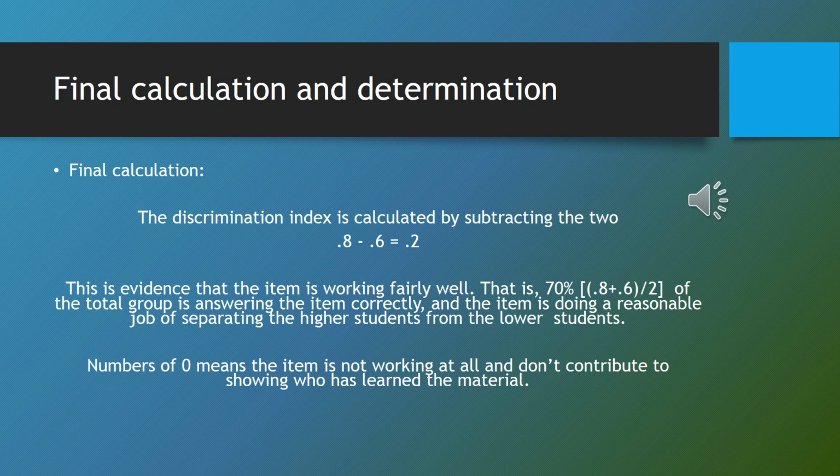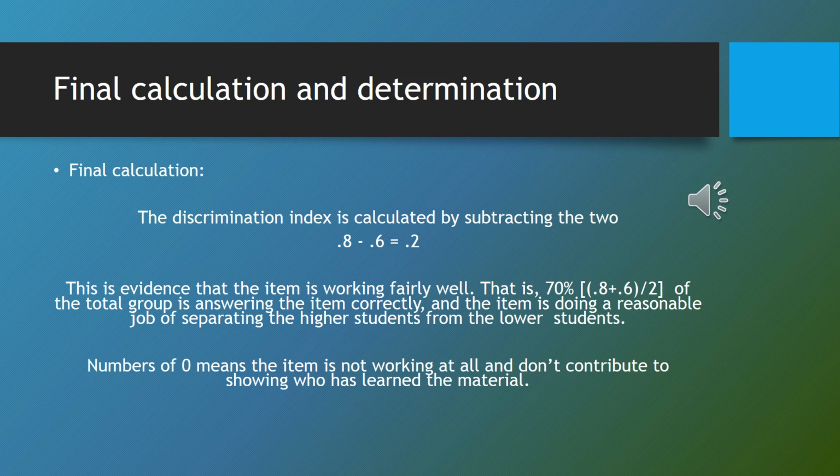Okay, so now all we're going to do is subtract these two. So 0.8 minus 0.6 is 0.2. So this is evidence that your item is working fairly well. That is 70%, and you can see the calculation here, of the total group is answering the item correctly. The item is doing a reasonable job of separating the higher students from the lower students. So you can be fairly confident that this item, this one single question, is doing its job. It's able to separate out the kids who know it from the kids who don't know it.